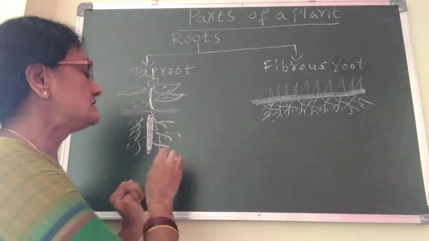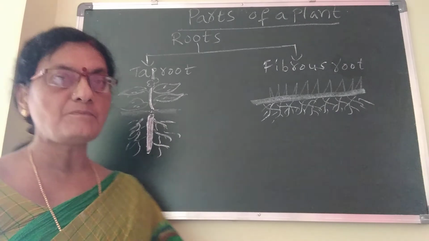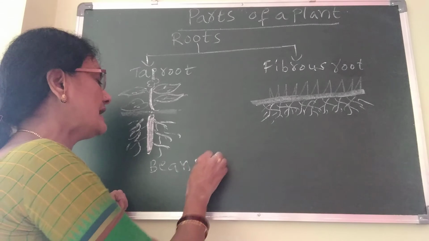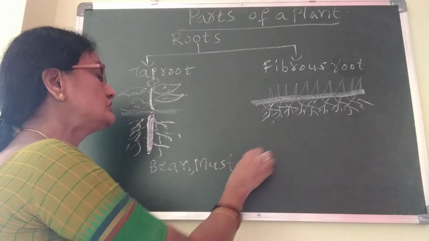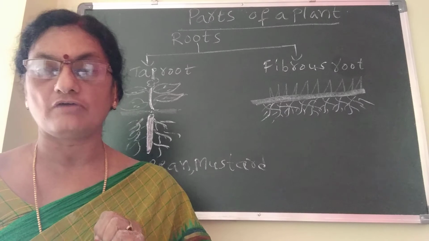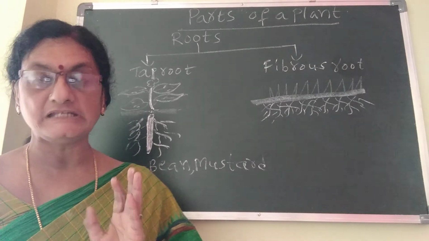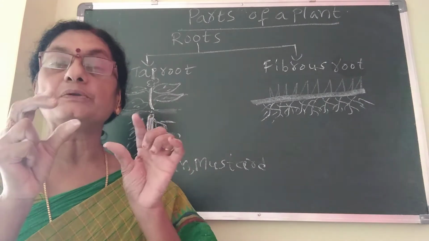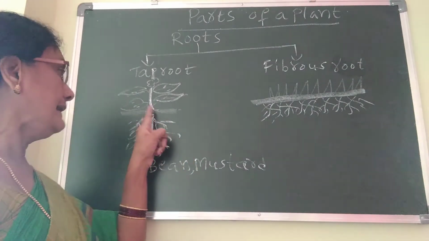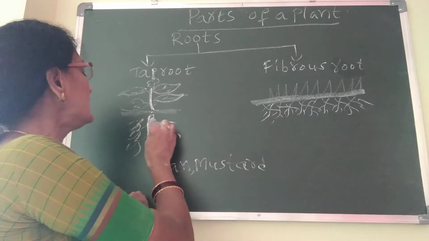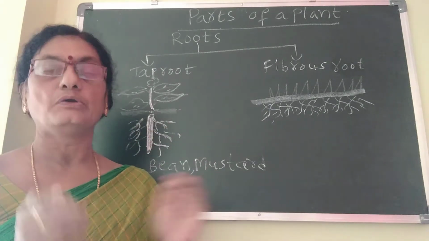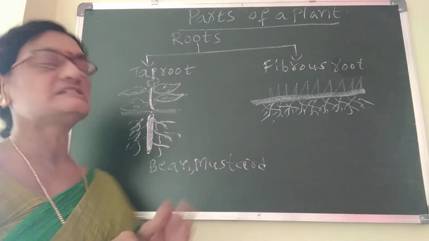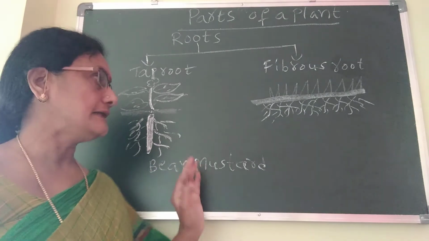Examples of taproot are the bean and mustard. Why? Because in bean and mustard, one main root grows from the end of the stem and several small roots grow from this main root only. So bean and mustard are the examples of taproot.